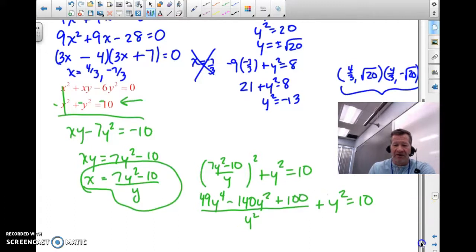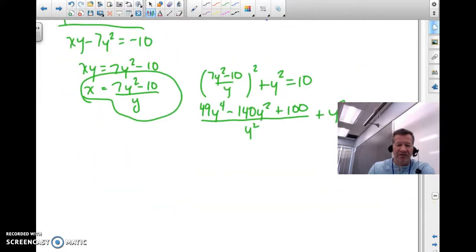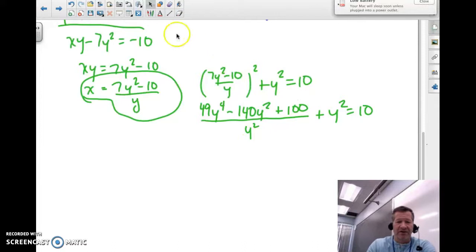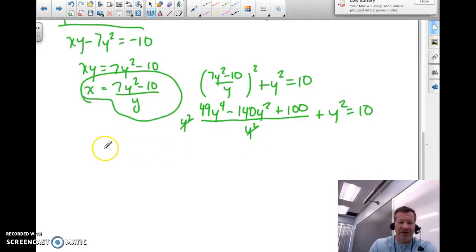Now, I don't like that y in the denominator, so I'm going to multiply everything by y squared. I'm going to move my face here. So I'm going to multiply everything by y squared. So the y squared here will cancel. So I will get 49y to the fourth.